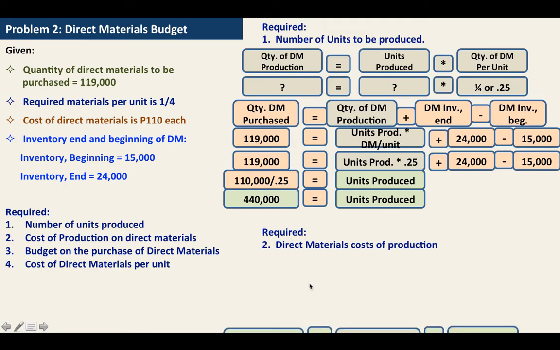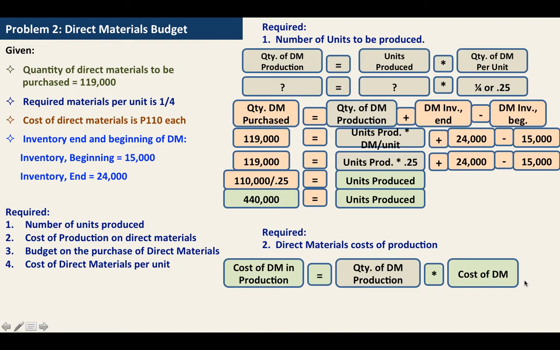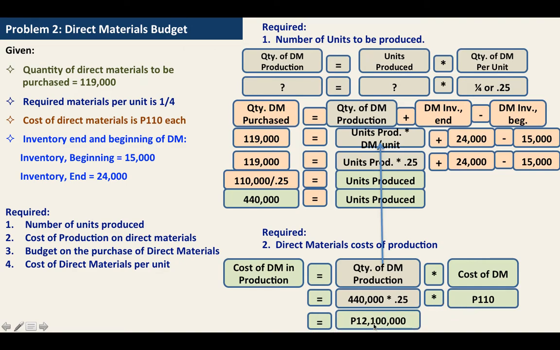So next, direct material cost of production. What is the cost of direct materials? So this is our formula. Okay. So the cost of direct materials in production, the quantity of direct materials in production. So this is the formula for this, wherein we have 440,000 times 0.25 times 110, and will give you 12,100,000. Okay, because the 440,000 is the units that you have produced, but per unit there is only 0.25 of direct material that is needed. Okay, class, and let us move on.